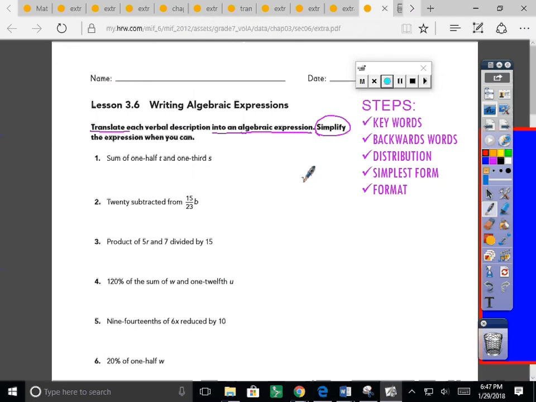So number one, it says sum of 1/2 t and 1/3 s. Well, I really want to go to my steps over here. I'm looking for some keywords first of all. So I see a keyword of sum. That's really a hint to me. We're talking about addition, and I hope that you have your notes out, our backwards words sheet, something to help remind yourself what these mean. So sum is talking about the result of an addition.